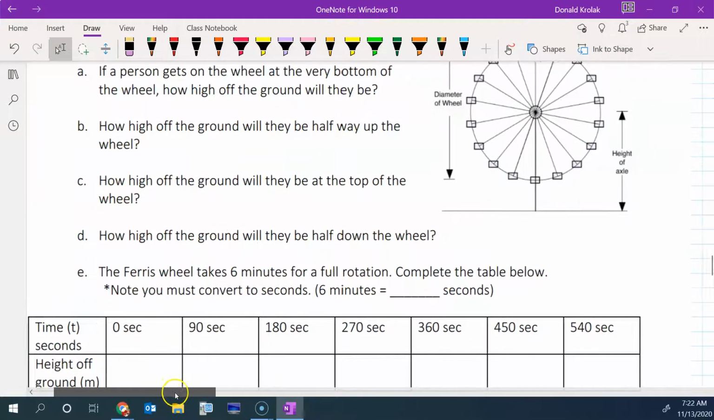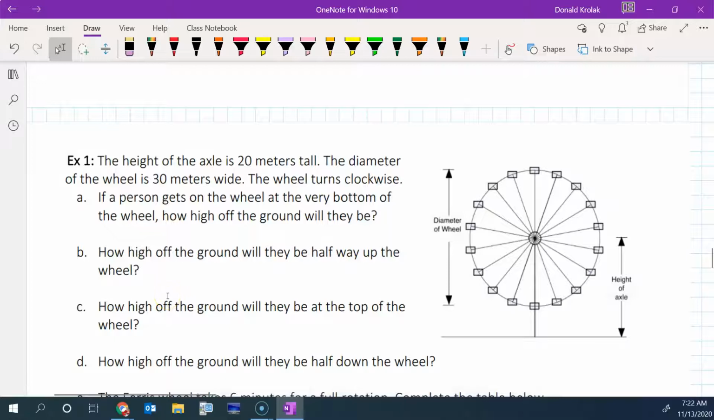All right, so if we take a look at this, we've got the height of the axle is 20 meters tall. So on our drawing right here, this is your axle. So this is 20 meters. Okay, the diameter of the wheel is 30 meters. So if that's 30 meters, then you know that this length is 15, and this length is 15.